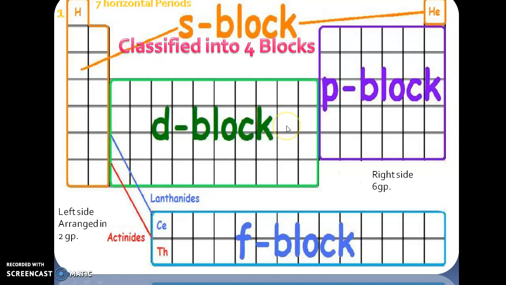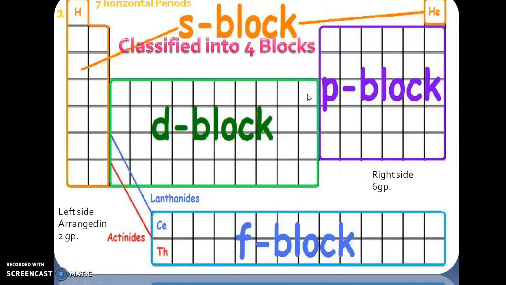The next, D block elements. As we can see in the periodic table here in this figure, D block elements are located in the middle of the periodic table, starting from period number 4. Let's count with me: period number 1, period number 2, period number 3, and period number 4. We can find D block elements, and they are arranged in 10 groups, taking the symbol B: 3B, 4B, 5B, 6B, 7B, 8, and take care, 8, 8, 1B and 2B.